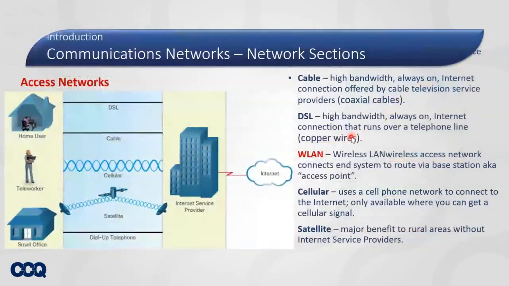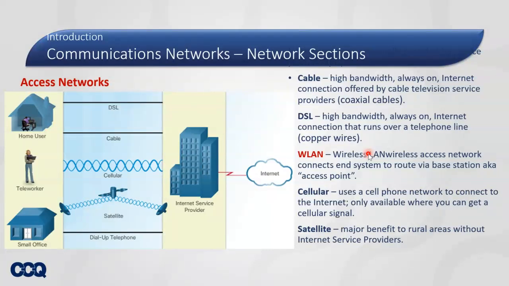So communication networks. In communication, we have different access networks, not only wired and wireless. We have explained that some devices are connected via wireless local area network, WLAN, that connects end system to router via base station, like access point. But we have other types of communication networks. We have the cable and DSL. The cable and DSL both are high bandwidth and always on.